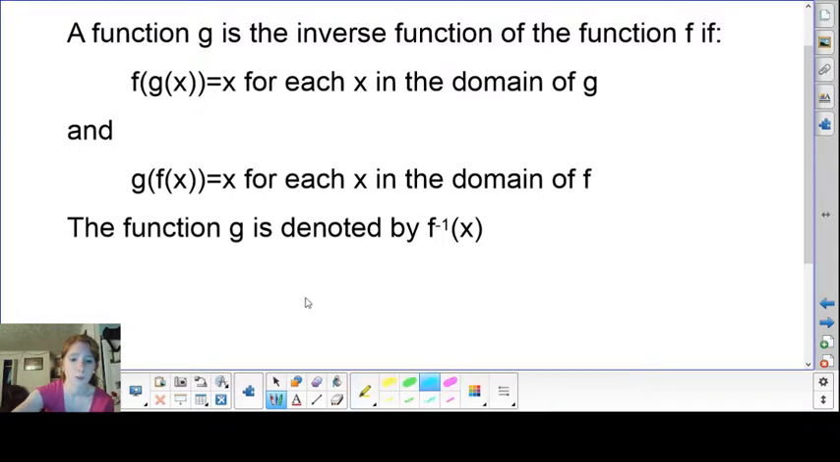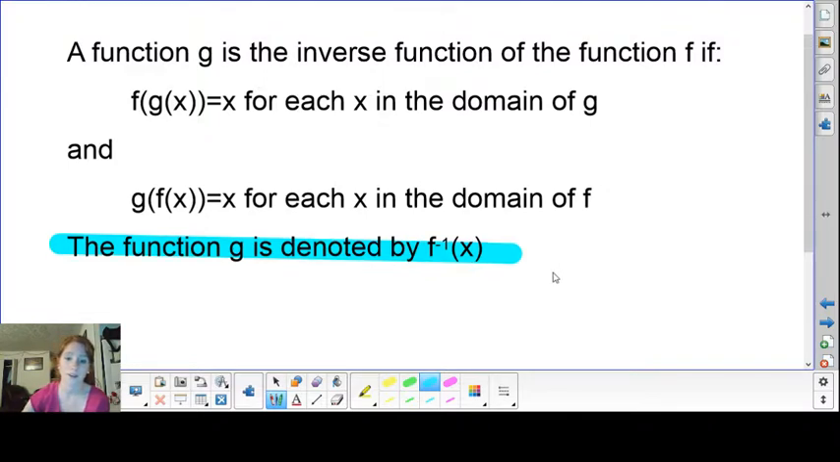Something I really want to point out here is that if it is the inverse, it's f to the negative first of x. It's not saying that you're taking f and making it a fraction, 1 over f. That's supposed to be an f. It's not saying it's f to the negative first where it drops down. It's saying that it's the actual function inverse.